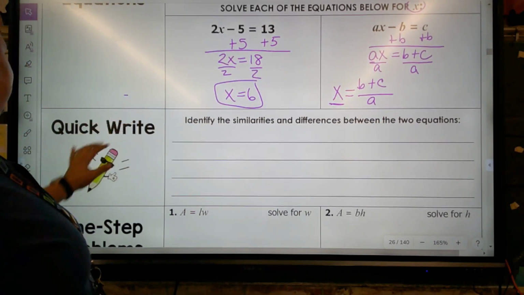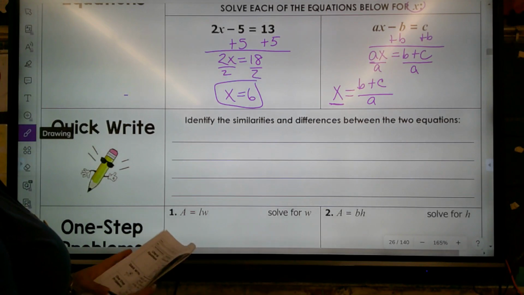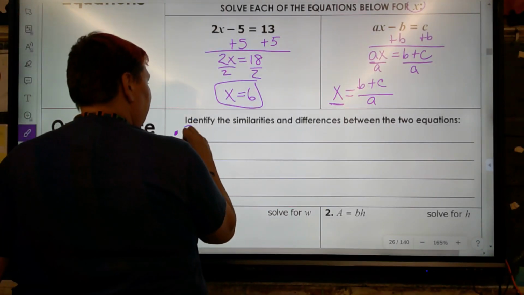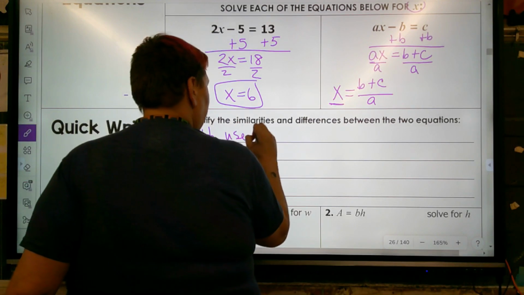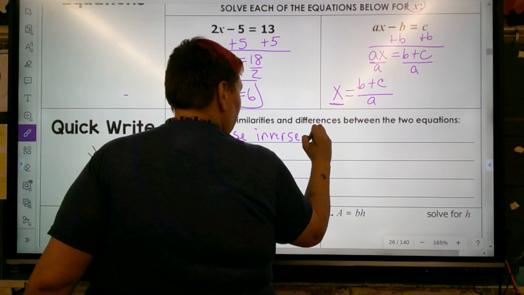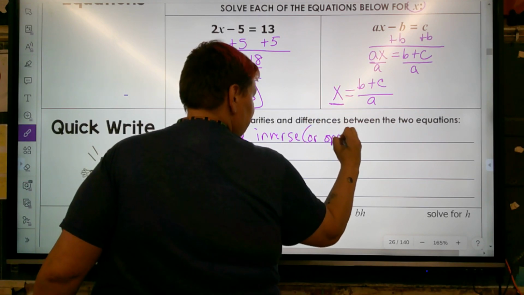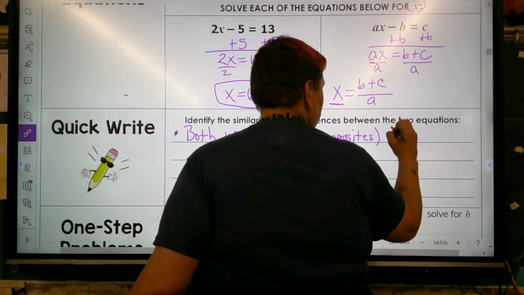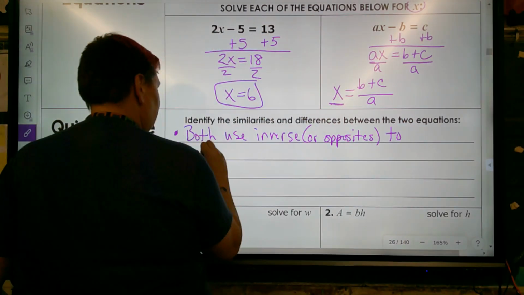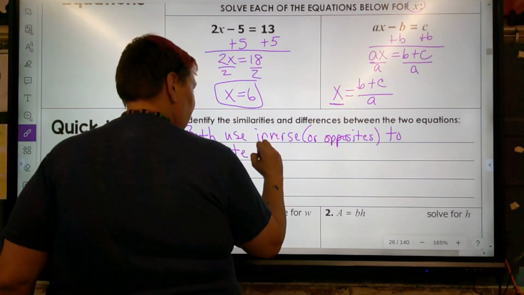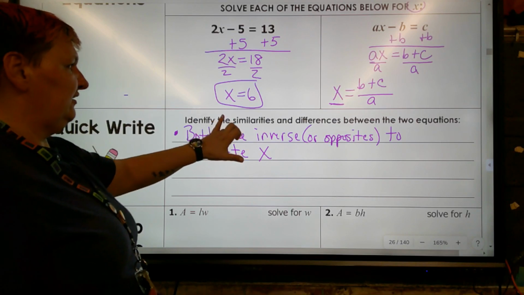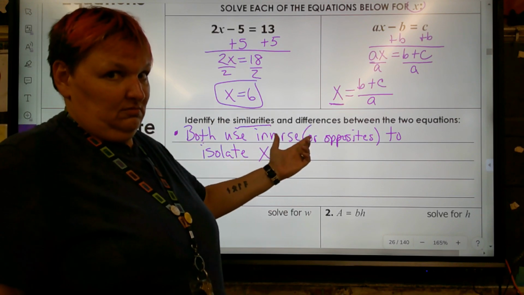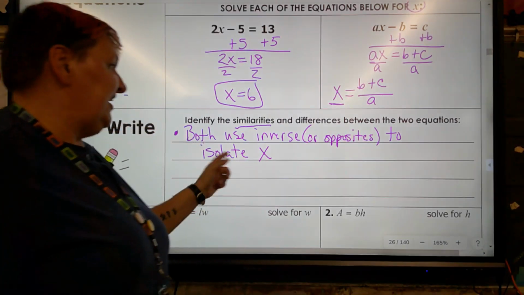Alright, so it says identify the similarities and differences between the two equations. Both use inverse or opposites, right, to isolate the variable, to isolate x. Right? That's how they're similar. They both use inverse operations, inverse properties, or what's basically opposites, to isolate the x.